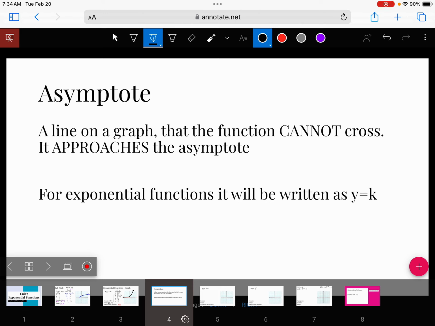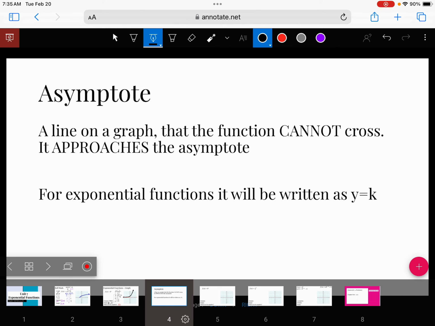It is a line on our graph which our function cannot cross. It is a wall. The graph will come up to it, but cannot go through the wall. I can get really, really close. I can pretty much touch it, but I can't go through that wall. My lines cannot cross those asymptotes. So when we find an asymptote, it's a wall. Don't go through it. Okay? Asymptotes are walls we cannot go through.